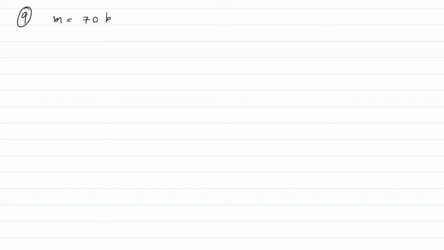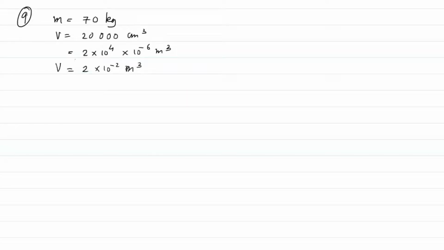Mass of the body is 70 kilogram. And when it is completely submerged, it displaces water as 20,000 centimeter cube. So therefore, volume of the body is 20,000 centimeter cube. Now, if you want to express it in meter cube, so this is 2 into 10 to the power 4, and meter cube is minus 6. So therefore, you will get 2 into 10 to the power minus 2 meter cube as the volume.